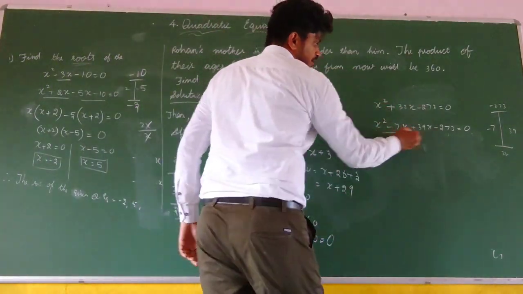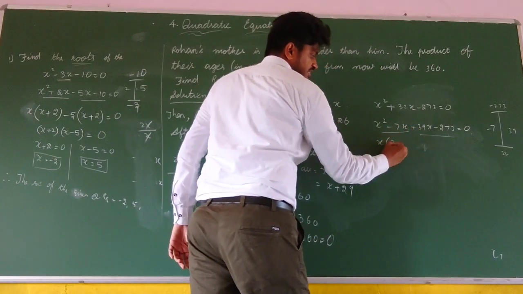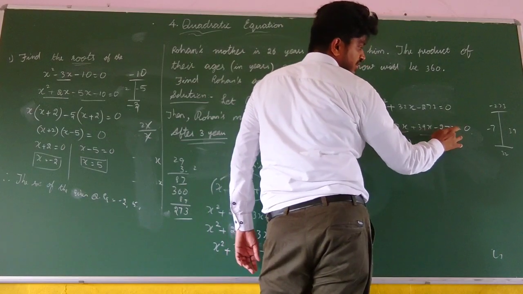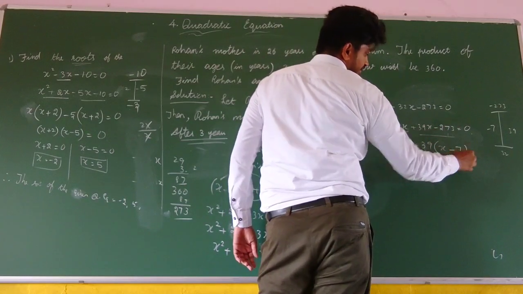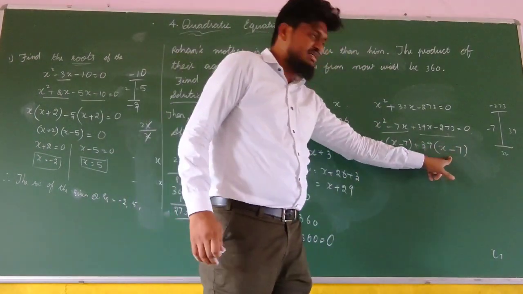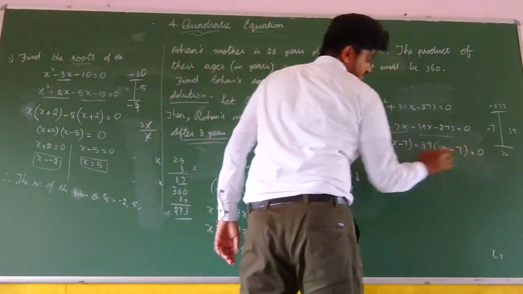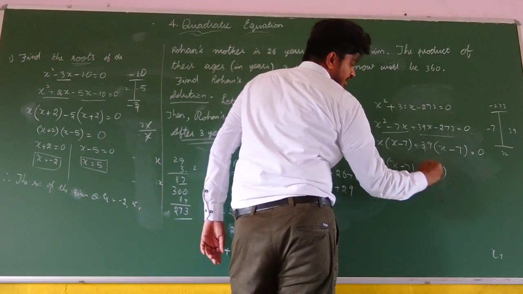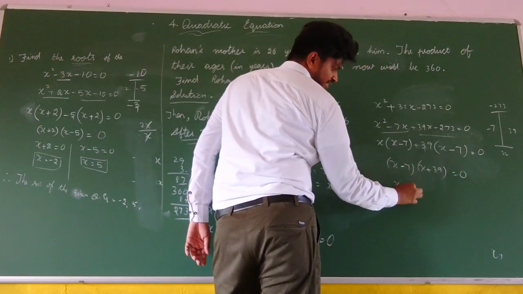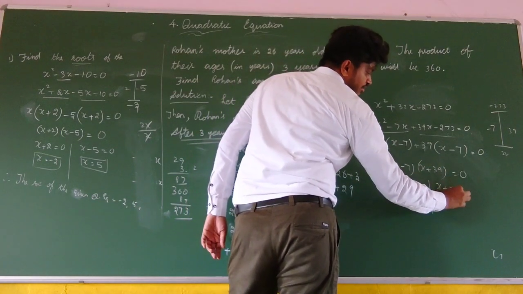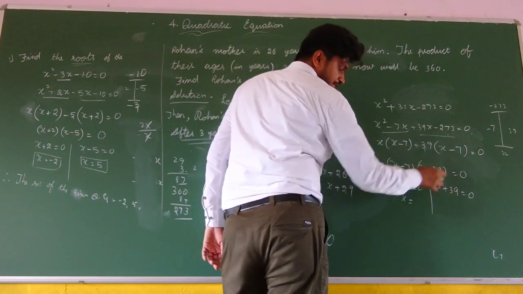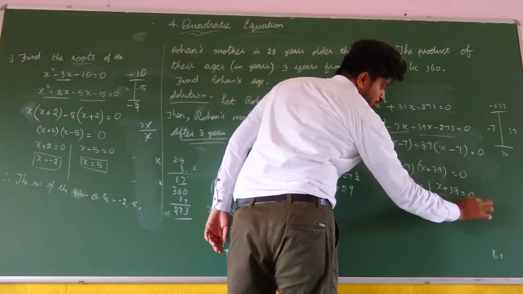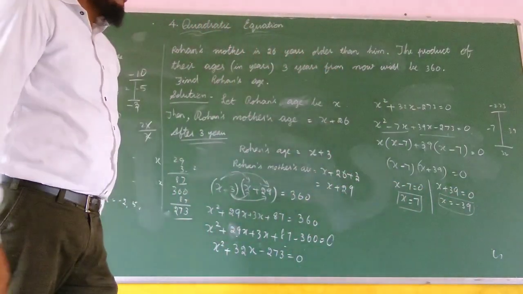Now we have to take common factors, right? If I am taking x common, definitely it will be x minus 7, and here we can take 39 because we know that 273 is divisible by 39. So x minus 7, again we are getting x minus 7 and x minus 7, right? So x minus 7 and x plus 39 equal to 0. So x minus 7 equal to 0 or x plus 39 equal to 0. What is the value of x here? Transposing to that side, x is equal to 7 and x is equal to minus 39.